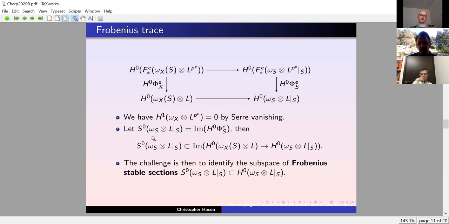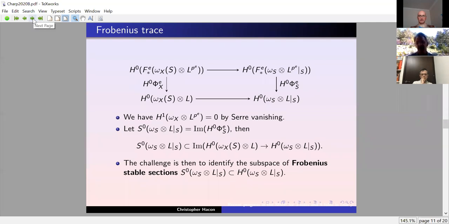And it would be great if these Frobenius stable sections were actually the whole set of global sections. Things, life would be really easy. In general, this is not true, and I'll say a few words about that in a second, but the interesting challenge is to try and identify which sections are actually in the image of this Frobenius, trace of the Frobenius. So which of the global sections actually belong to S0?